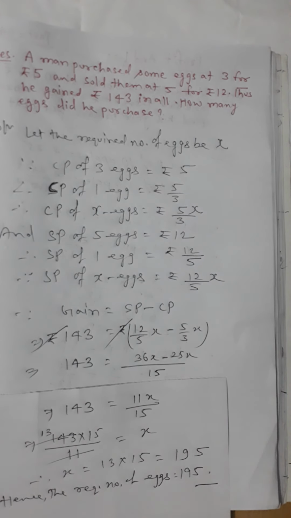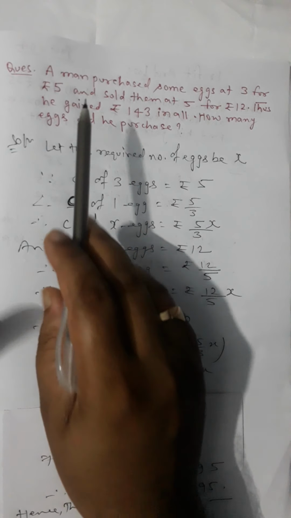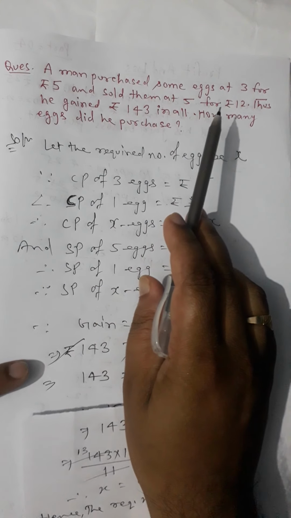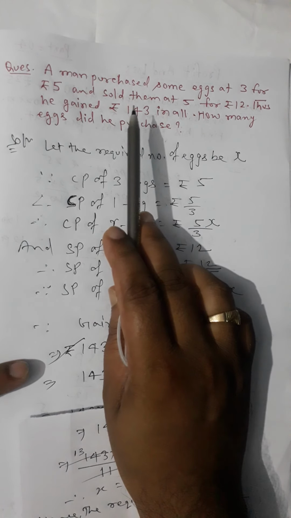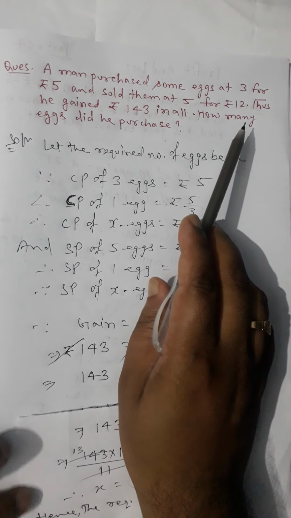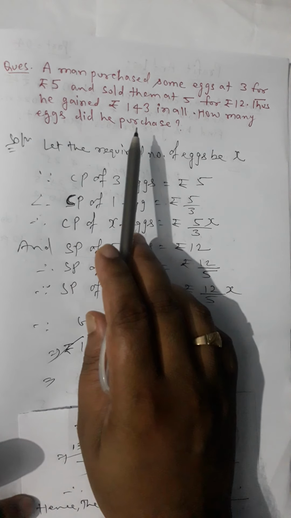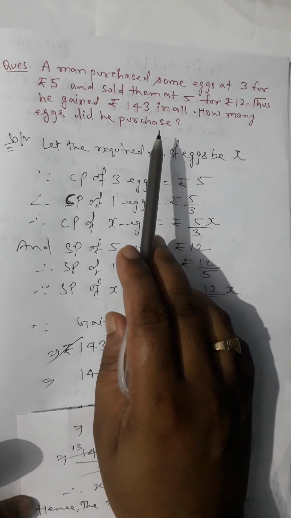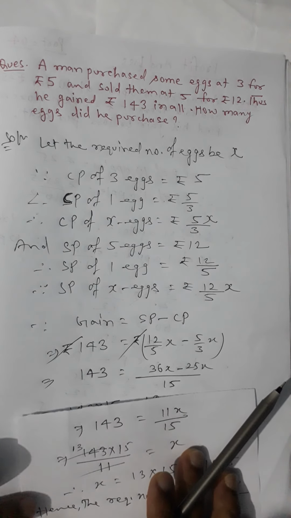Okay dear, now come to the next question. The next question says a man purchased some eggs for rupees 345 and sold them at 5 for rupees 12. Thus he gained rupees 143 in all. So how many eggs did he purchase?